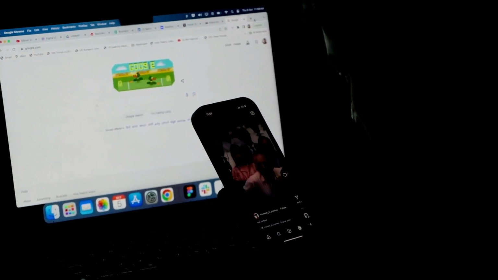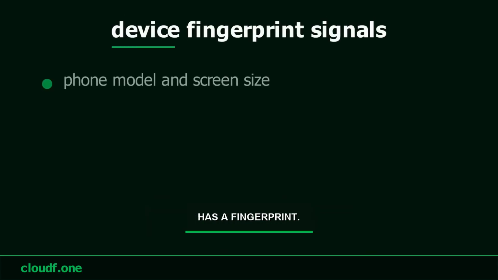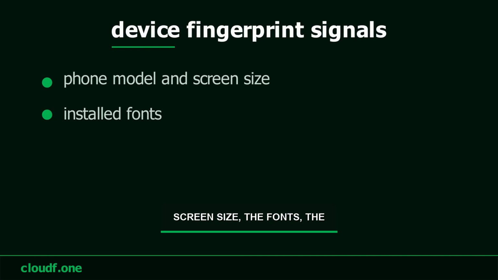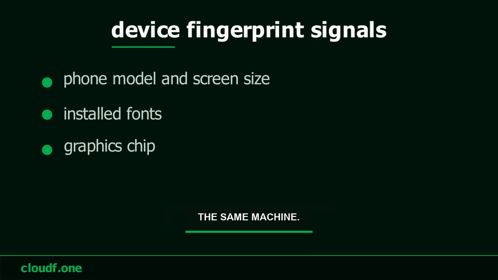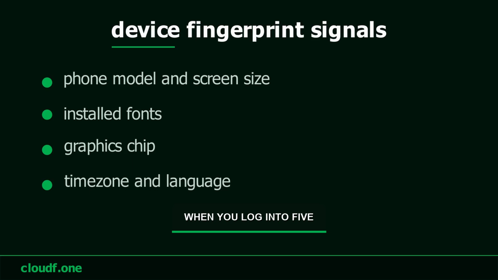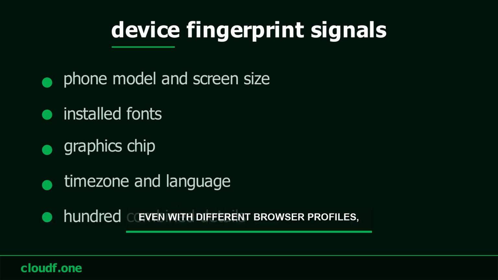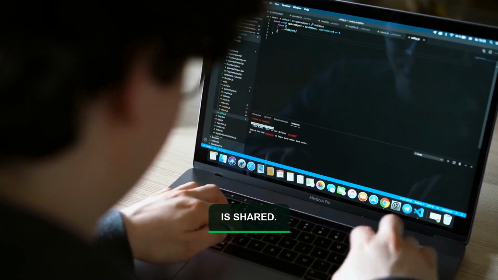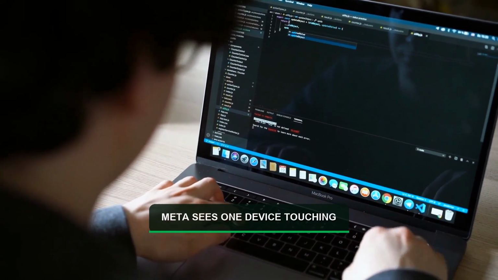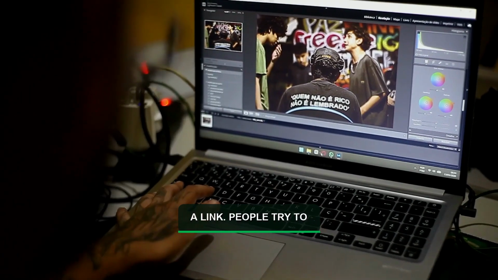Start with device. Every phone and every browser has a fingerprint. It is the model, the screen size, the fonts, the graphics chip, the time zone, the language, 100 little details that together say this is the same machine. When you log into 5 business managers from one laptop, even with different browser profiles, a lot of that fingerprint is shared. Meta sees one device touching 5 accounts, and that is a link.